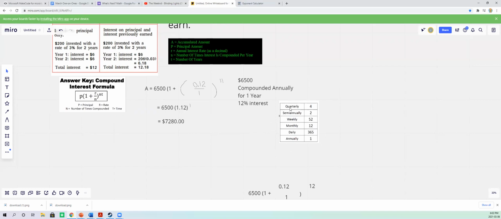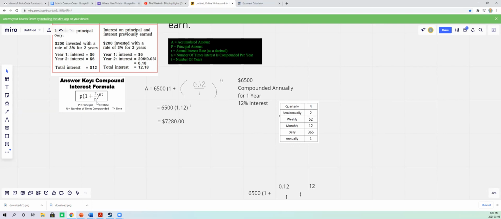So if it was compounded quarterly, it'd be 4 times a year. Compounded semi-annually, 2 times. Weekly, 52 times. Monthly, 12 times. Daily, 365 times. Annually, just once. So we looked at the example of $6,500 compounded annually for 1 year at 12% interest.